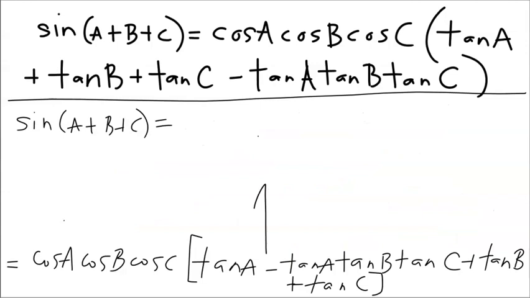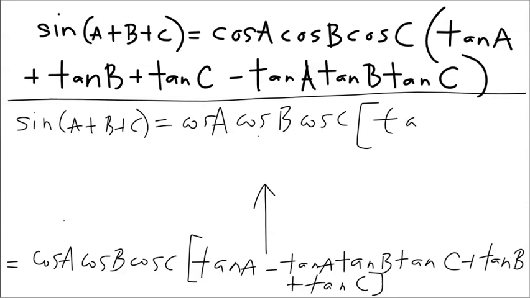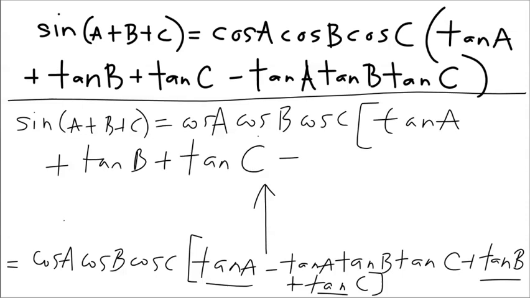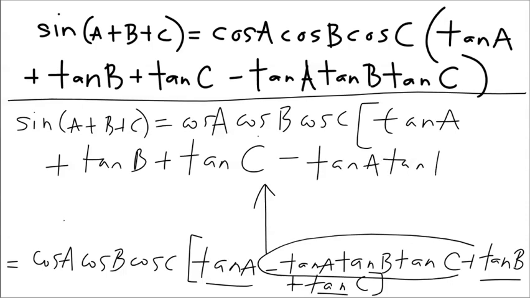So rewriting it a little bit neatly, that's going to give you cosine A cosine B cosine C. Let's rearrange the terms. Tangent A, so that's that, plus tangent B plus tangent C, and then minus the product, tangent A tangent B tangent C. And this proves the identity that we want to prove. End of proof.